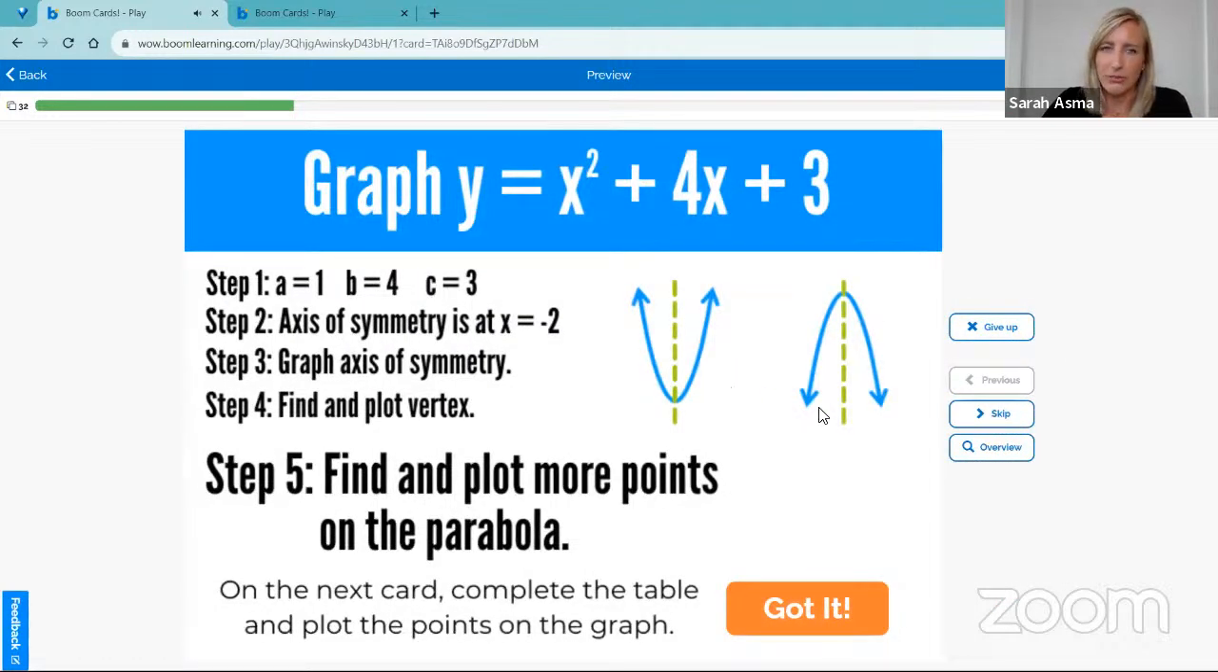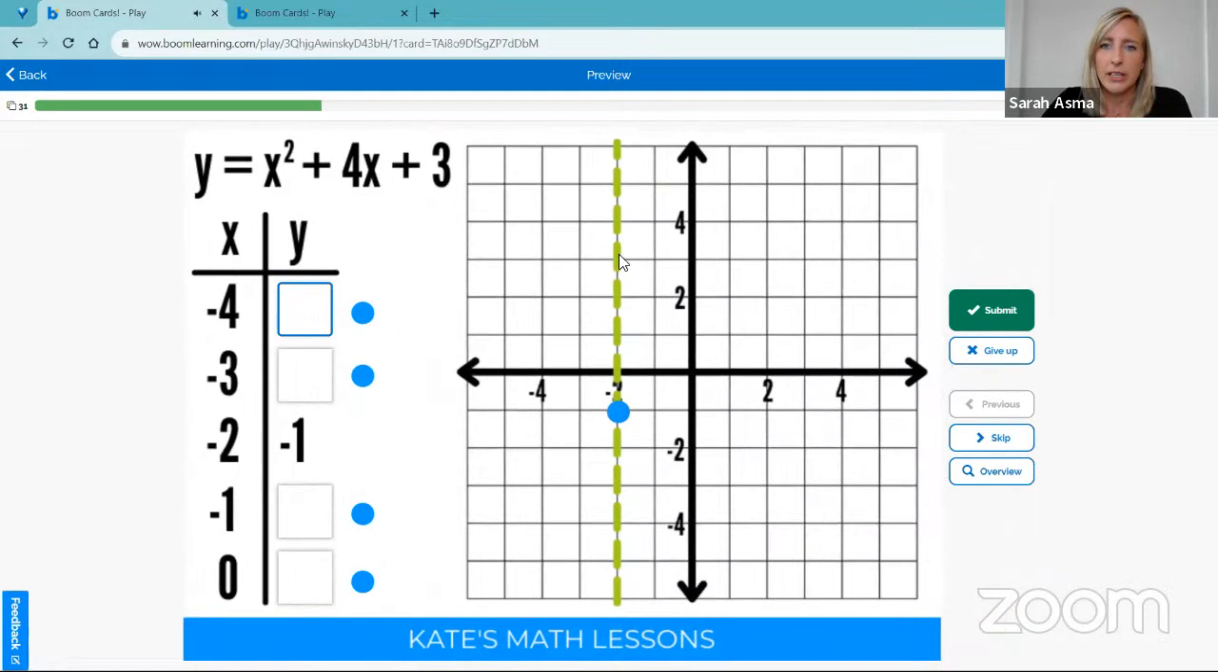And then this is just another little review lesson card. After you've done all those steps, the next step is to find more points and plot those so that you can form the rest of your parabola. I've got a table here with the graph, and I like that Boom lets me combine these together. So I've got points associated with each point on the table. If I want to find the y value here, I just plug in -4 for x. This comes out to, let's see, +16 -16, that's 0, plus 3 is 3. And then I can just plug that here on the graph.